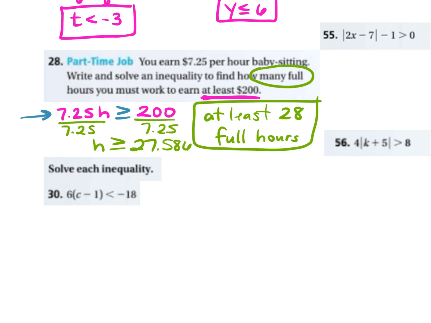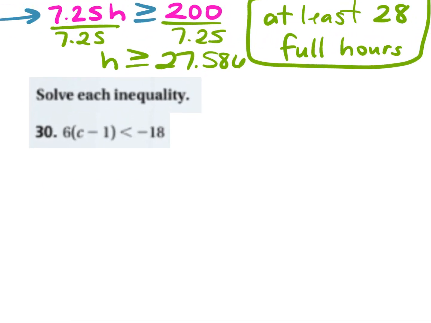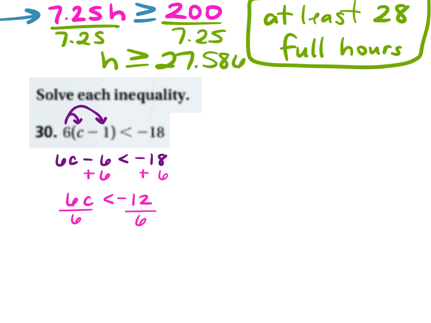Okay, number 30. 30 is solve the inequality. My son Zeke was just doing these yesterday. So distribute this, and you get 6c minus 6 is less than -18. So then your next step is you're going to add 6, and you get 6c is less than -12, and then you would divide by 6. So c is, now we don't flip it. Even though there's a negative here, we only flip if we're dividing by a negative, and we are not. So c is less than -2.